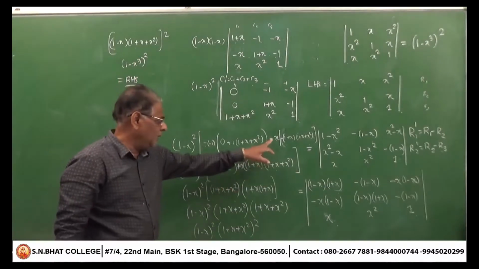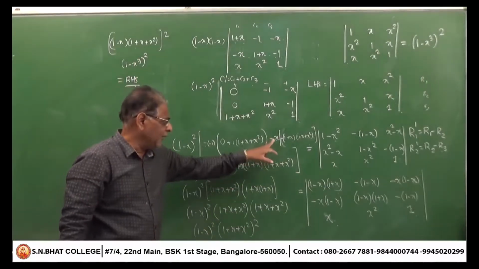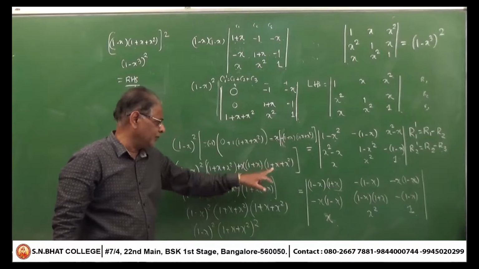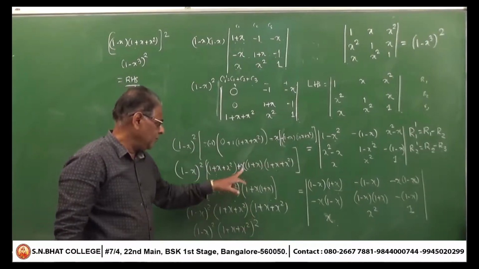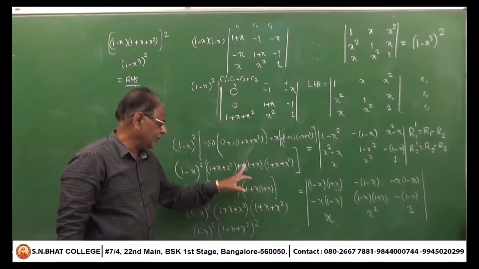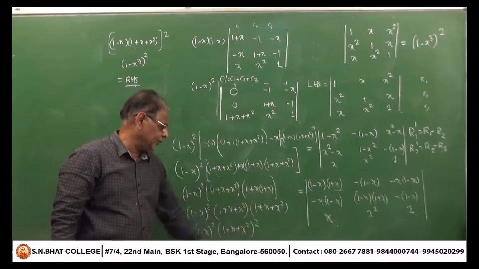Here I have left minus into minus plus x into (1 plus x) into (1 plus x square). (1 plus x square) common factor, (1 plus x) into (1 plus x). x into 1 is x, x into x is x square.